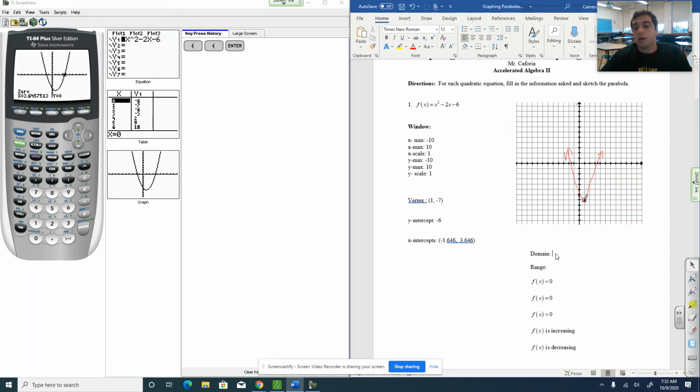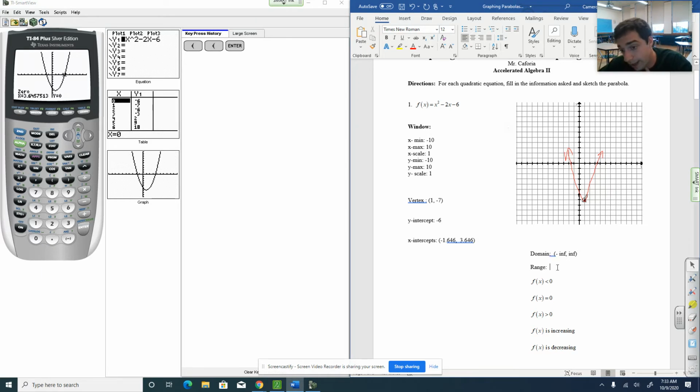Okay. So for the domain, it's asking for all possible x values. So this parabola is going to go on and on forever in both directions. Eventually it's going to hit every x point this way, and it's going to do the same thing this way too. So our domain is going to be from -infinity to infinity. Okay? We've seen that before.